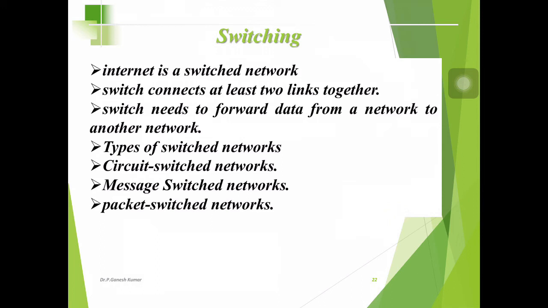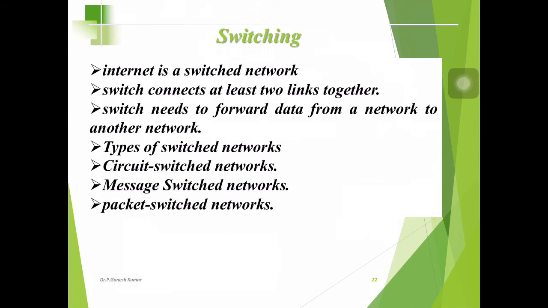That data will be forwarded from this network to, for example, a switch connected to another network, from X network to Y network. It is going to forward it. So now, how is the switching going to happen? What are the different types of switches, switchings, or switched networks available?